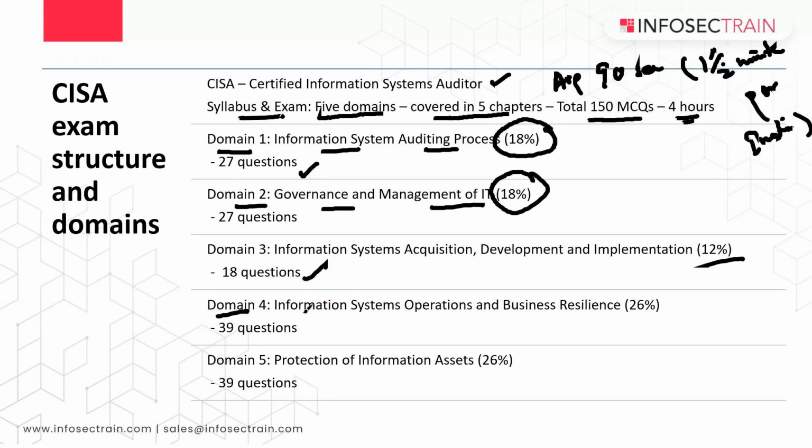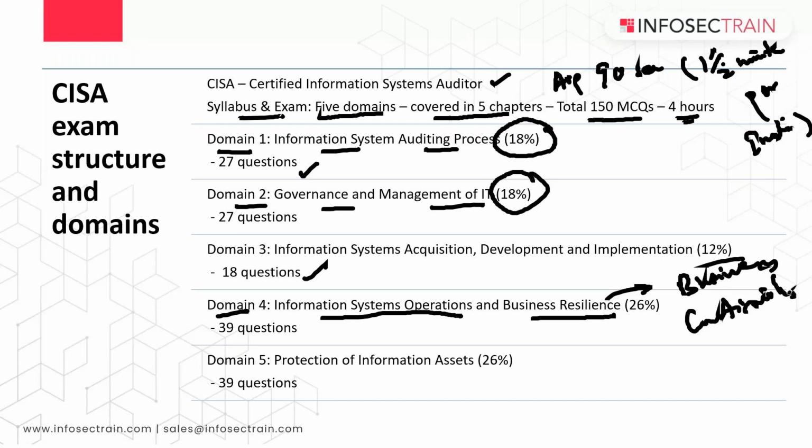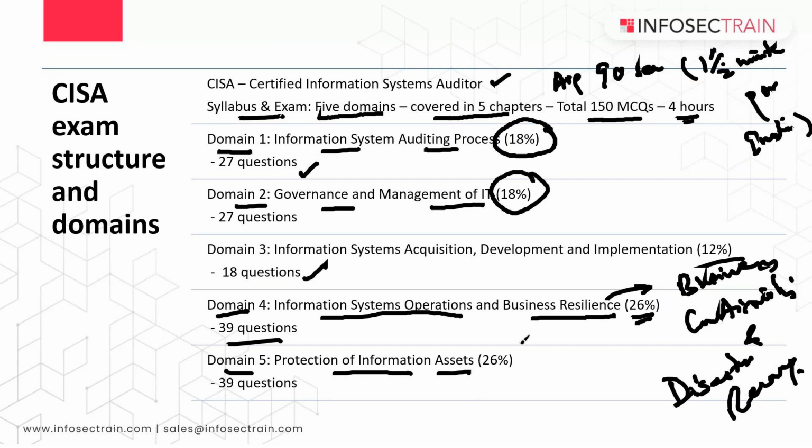Domain 4 is information systems operations and business resilience. Business resilience basically talks about capability for business continuity and disaster recovery. So this carries 26% weightage, which means 39 questions would be here. And then domain 5, which is the protection of information assets. So this also carries 26% weightage with 39 questions.